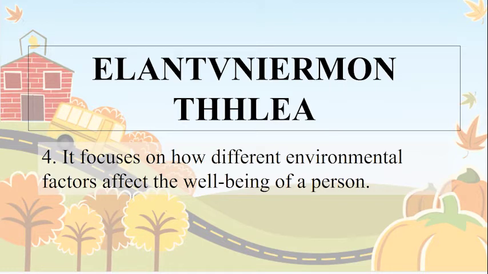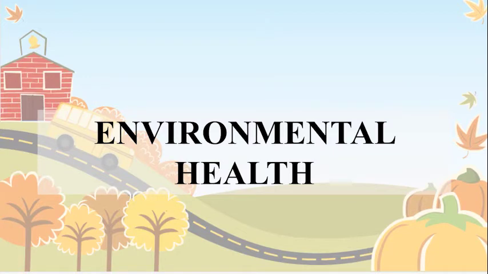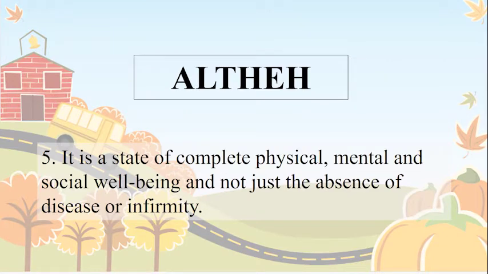Number 4. It focuses on how different environmental factors affect the well-being of a person. And the correct answer is environmental health. Number 5. It is a state of complete physical, mental, and social well-being and not just the absence of disease or infirmity. And the correct answer is health.